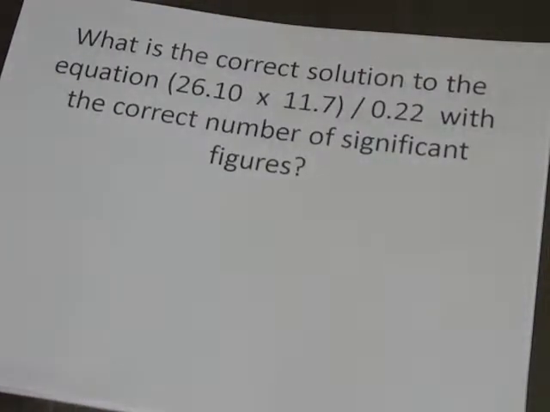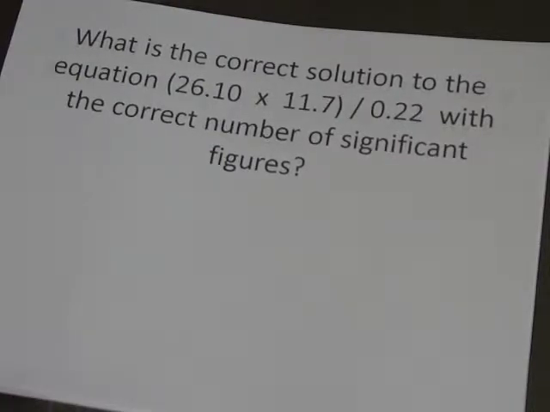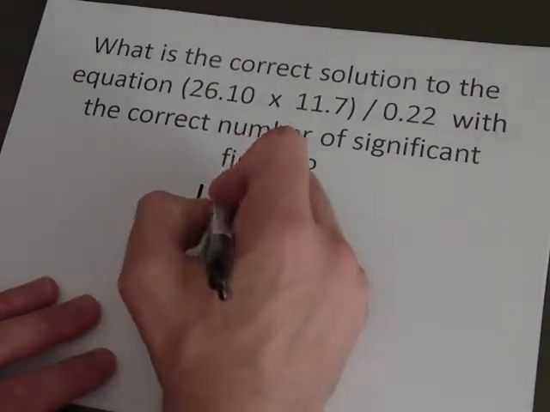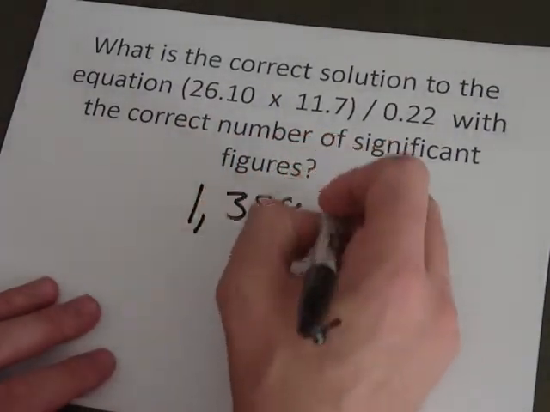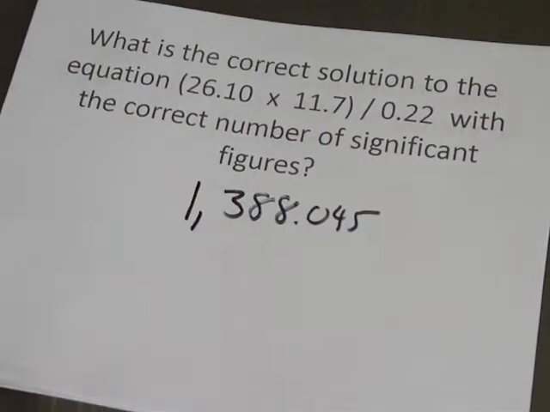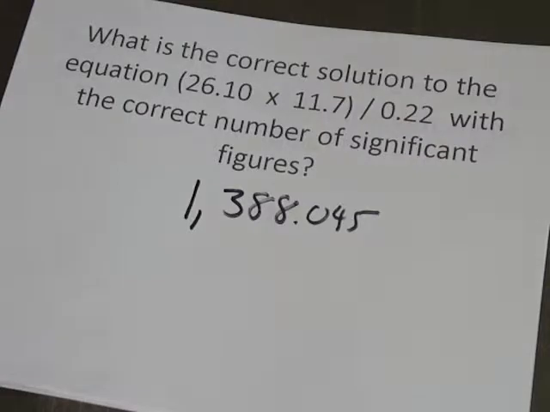Here we're asked to solve this equation using the correct number of significant figures. In this question, we can just plug this into our calculator as is. So 26.1 times 11.7 divided by 0.22. And we get a very large number of 1,388.045. Let's keep it there, and then we'll deal with the correct number of significant figures.